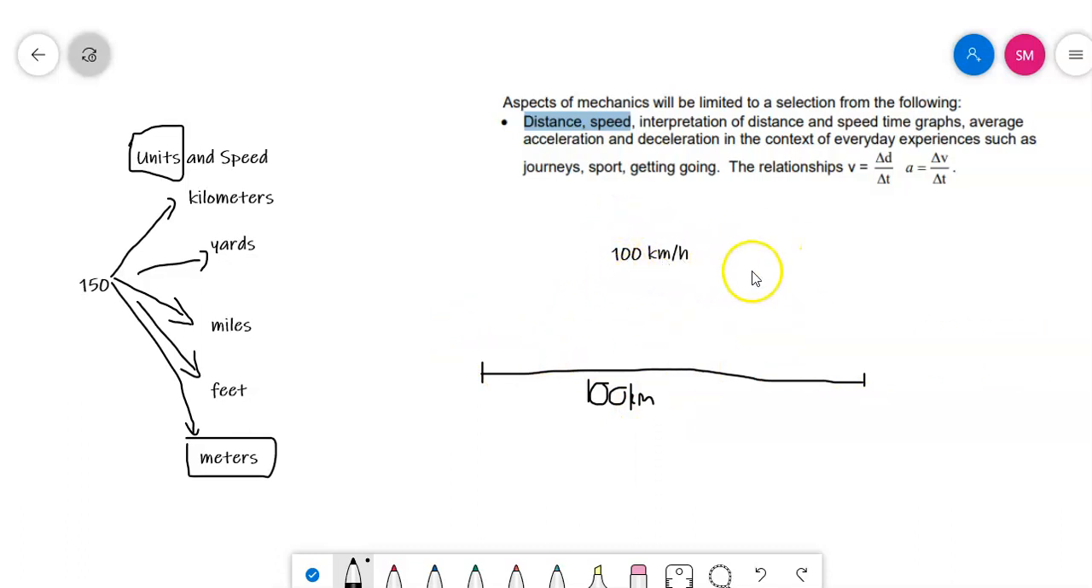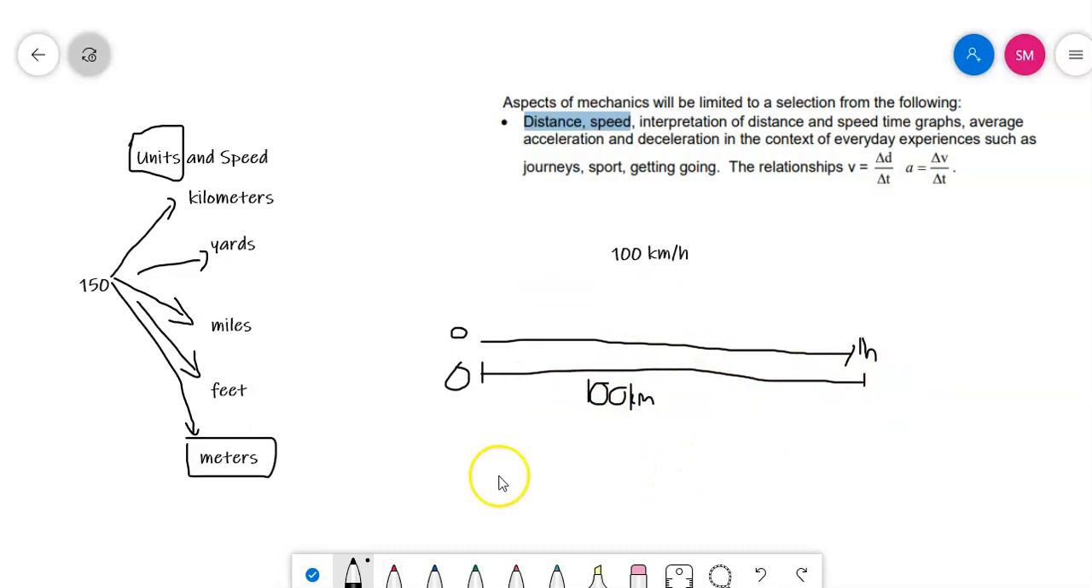So we know that we're going 100 kilometers per hour. So if we were driving along this road, it would take us 1 hour to get from the start, from 0 meters, to 100 kilometers. It would take us 1 hour to go those 100 kilometers. So the speed there is 100 kilometers per hour.